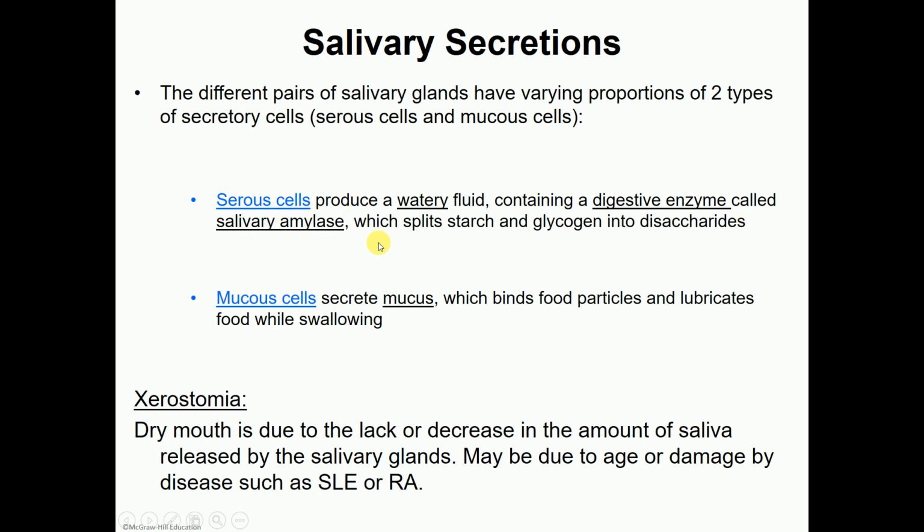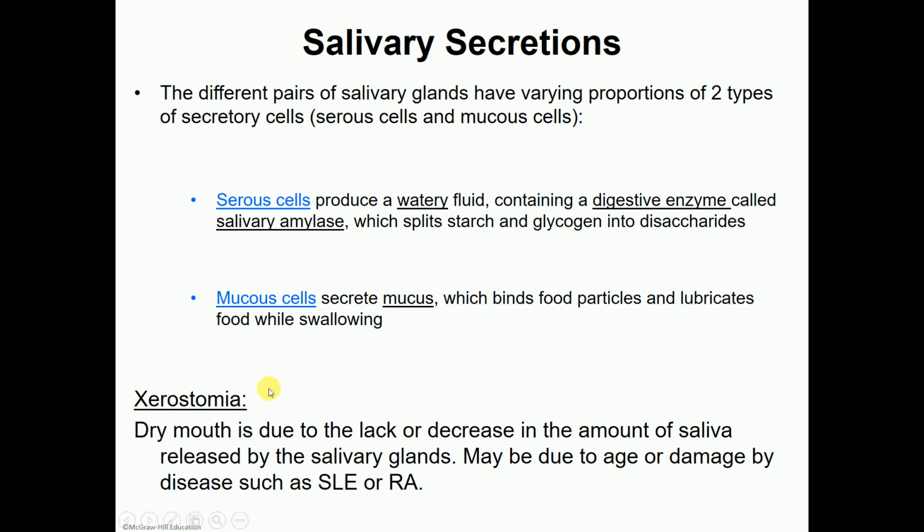It doesn't complete it, but some polysaccharide molecules kind of bypass that and would have to be digested by other amylases. But this would be the first step to where it could happen. There are also mucus cells that make mucus. Again, it'll bind to these food particles and lubricate the process, especially when we're swallowing.